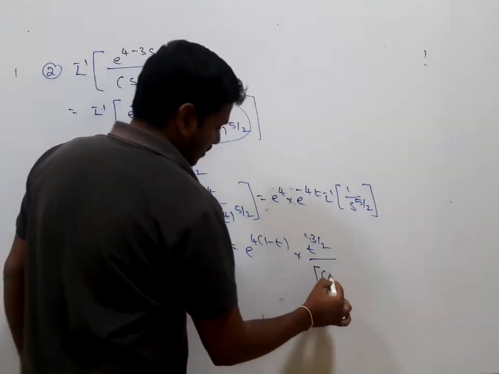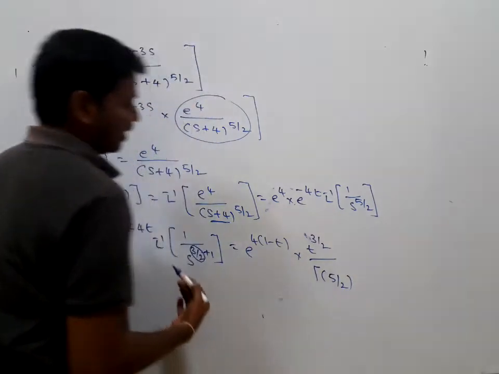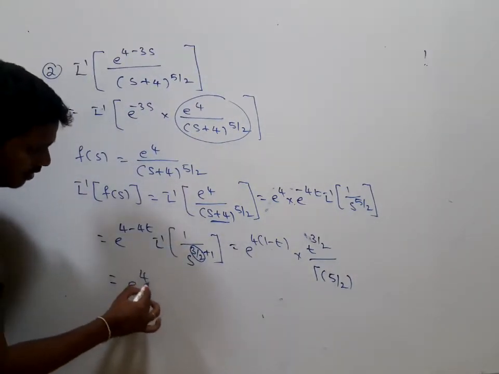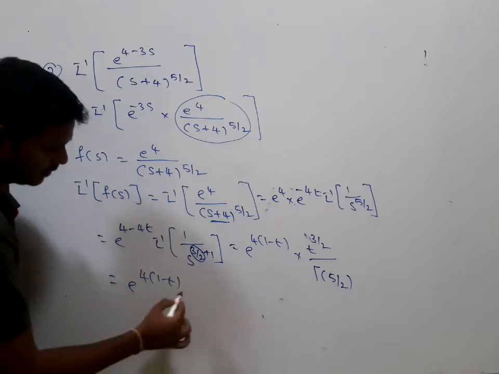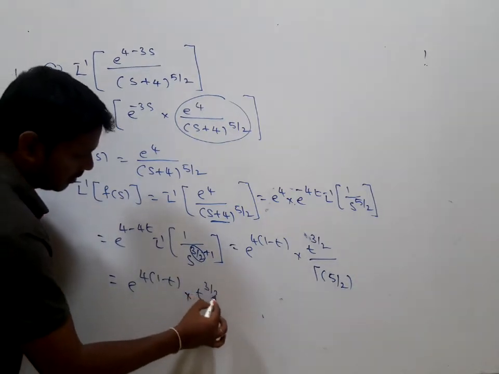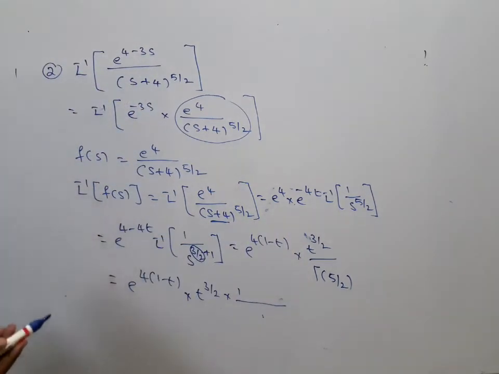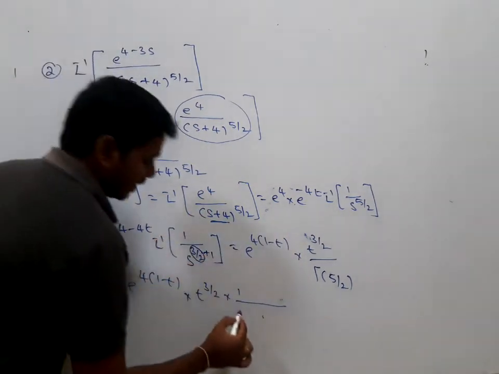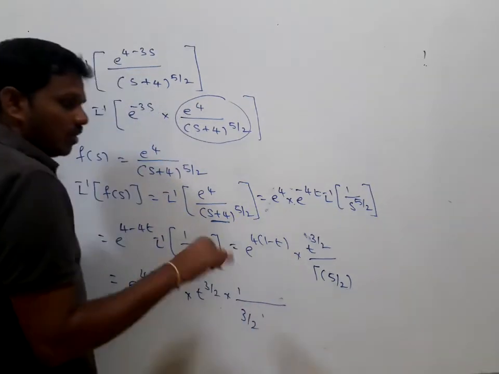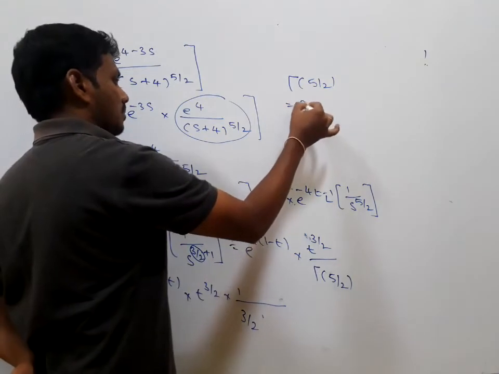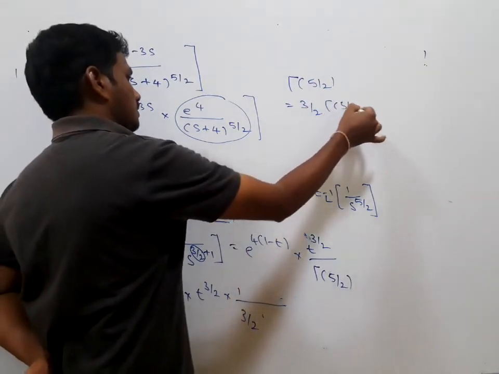3 by 2 plus 1 is 5 by 2, so we need gamma of 5 by 2. This can be written as 4 into (1 minus t) to the power of 3 by 2 into 1 by gamma of n. Gamma of n is n minus 1 times gamma of n minus 1. So 5 by 2 minus 1 is 3 by 2, giving 3 by 2 into gamma of 3 by 2. Listen, gamma of 5 by 2 is 3 by 2 gamma 3 by 2.